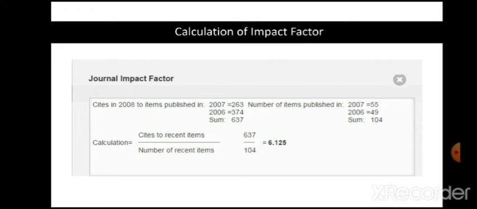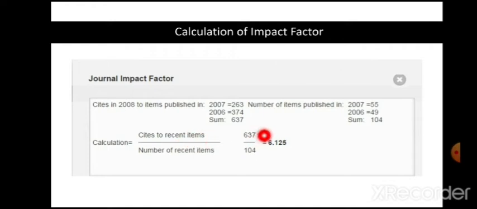The next factor to be considered for calculation is the number of articles published in all. The number of articles published in 2007 in that particular journal is 55, and in 2006 it is 49. So there are in all 104 articles published from 2006 to 2007, and for these 104 articles, how many citations are there? How many times are they utilized? They are utilized 637 times.